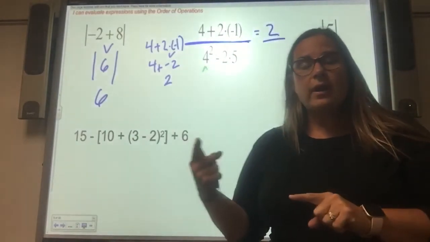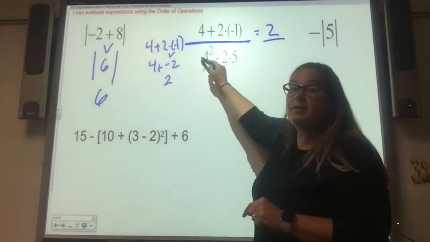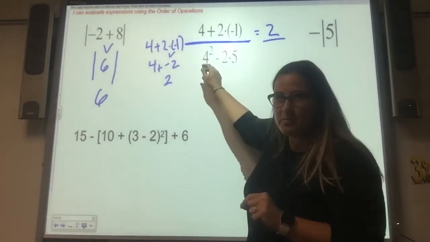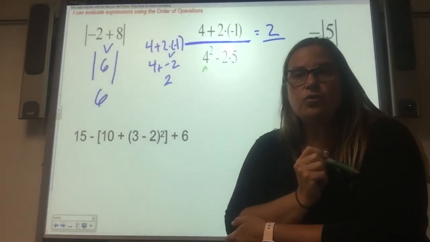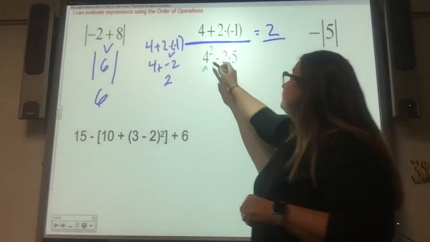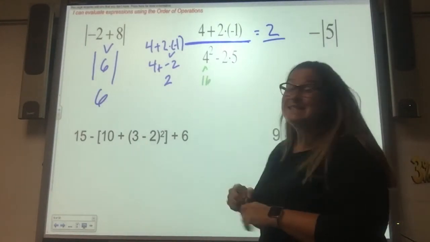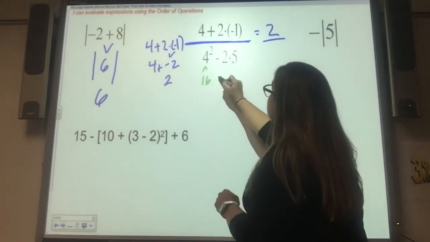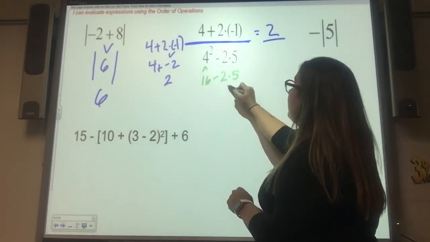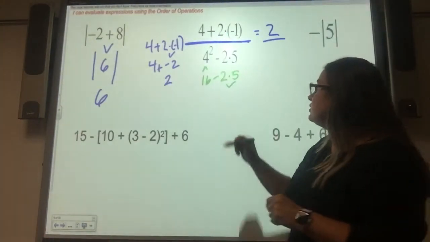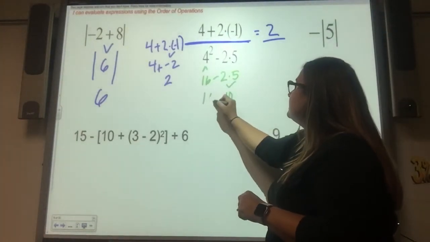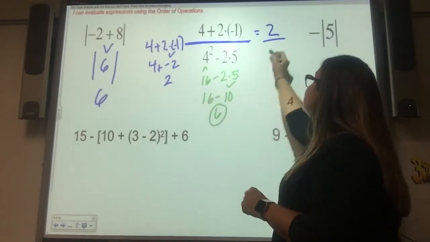When you have a squared, what that means is you take the base, which is the bigger number. Remember that technical term? The bigger number. And then you multiply that out. So this is 4 times 4. That's 16. 16 minus 2 times 5. I do the multiplication before I do the subtraction. So that's 10. 16 minus 10 is 6.